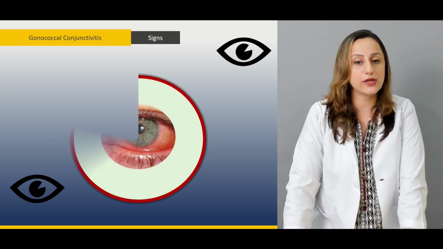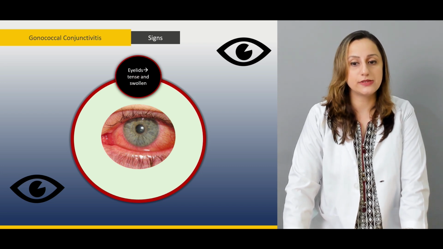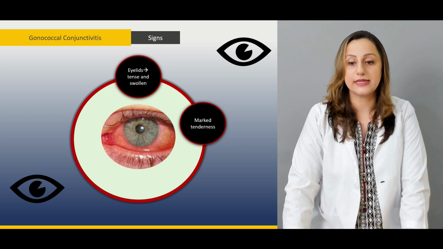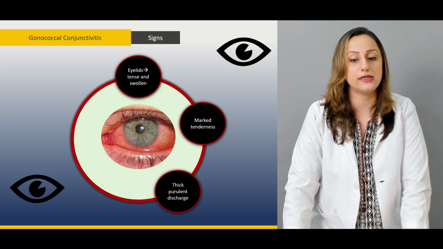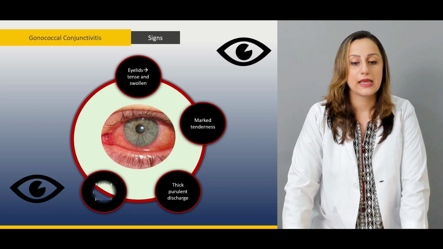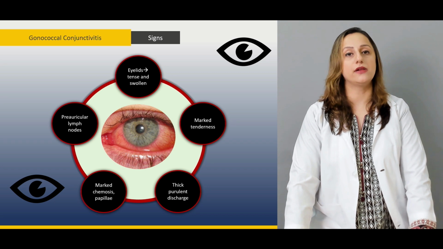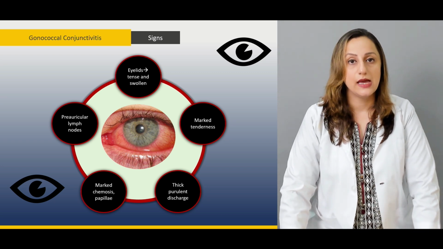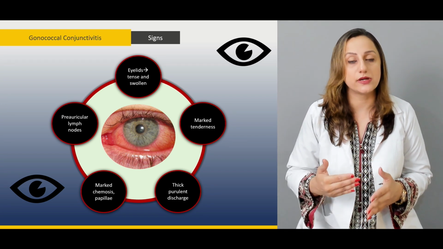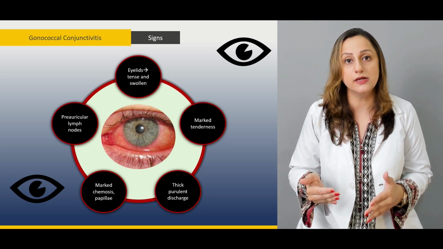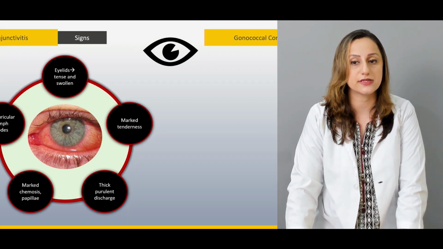The signs that we would be looking for in a patient of gonococcal conjunctivitis: the eyelids would be tense and swollen. There would be marked tenderness, and a thick purulent discharge, especially at the lower eyelid. There would be marked chemosis and papillae would be formed. The pre-auricular lymph nodes would also be inflamed. We'd also be palpating the submandibular and submental lymph nodes, because in some conditions they can also be inflamed in cases of gonococcal conjunctivitis.